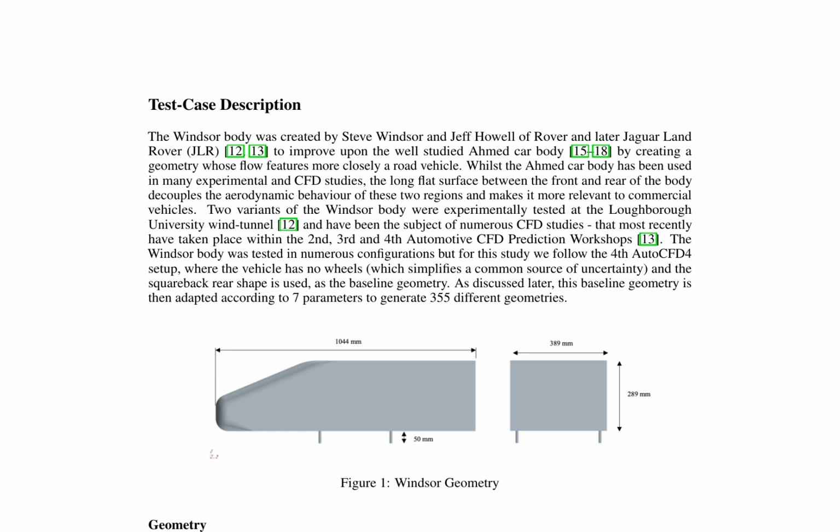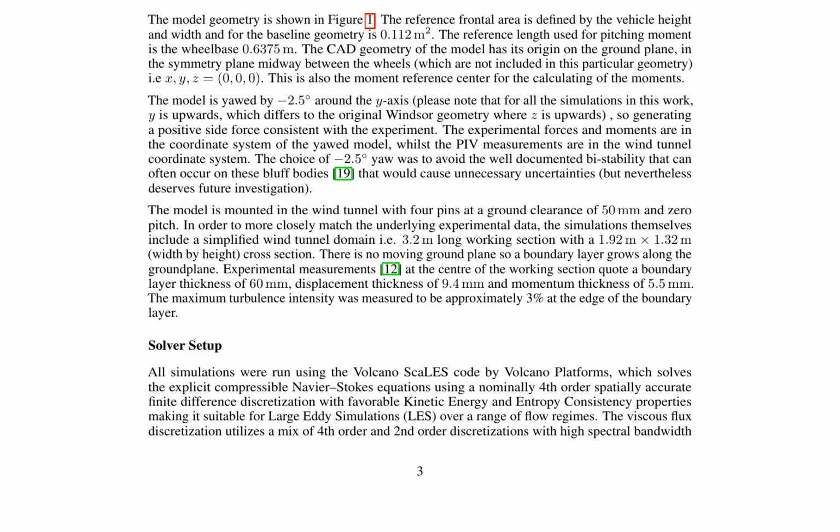The geometry features a reference frontal area of 0.112 square meters and a reference length of 0.6375 meters for pitching moment calculations. It is yawed by 2.5 degrees to generate a positive side force, addressing bistability issues. Simulations include a simplified wind tunnel domain, matching experimental data, with measurements showing a boundary layer thickness of 60 mm, displacement thickness of 9.4 mm, and momentum thickness of 5.5 mm.